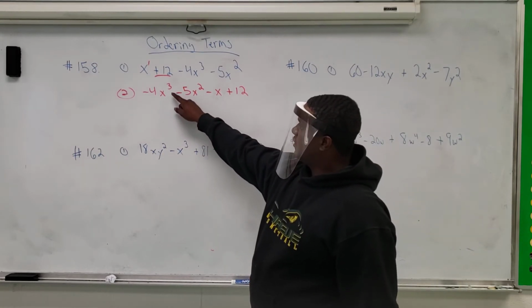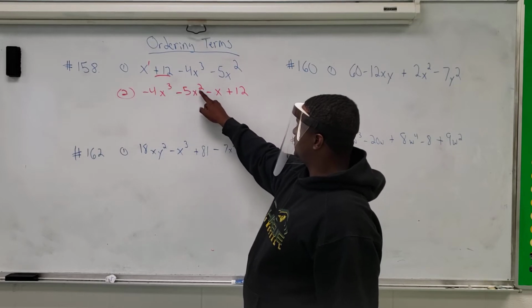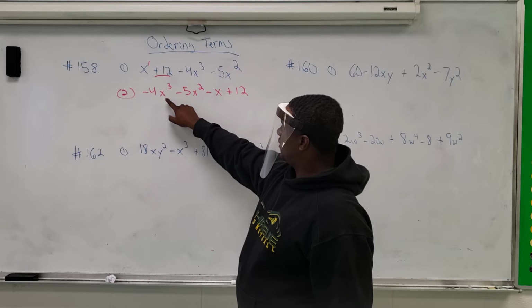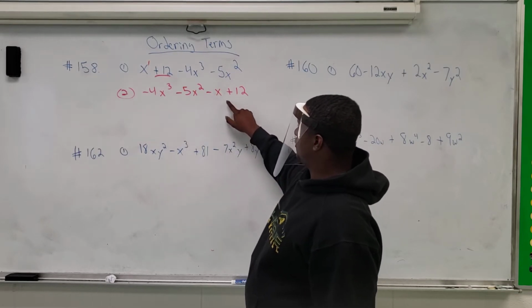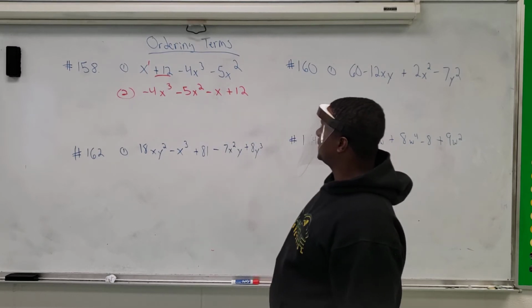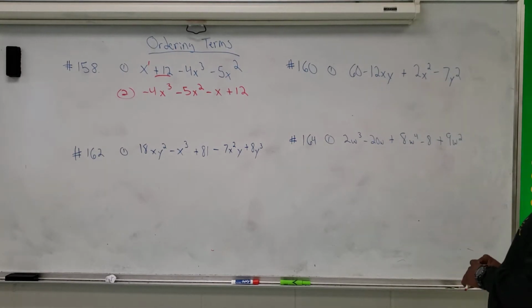Again, now I have my exponents in numerical order descending. And then I have my variables, which I only have one, that's x, and it's in alphabetical order, followed by my constants. Okay, then look at 160.